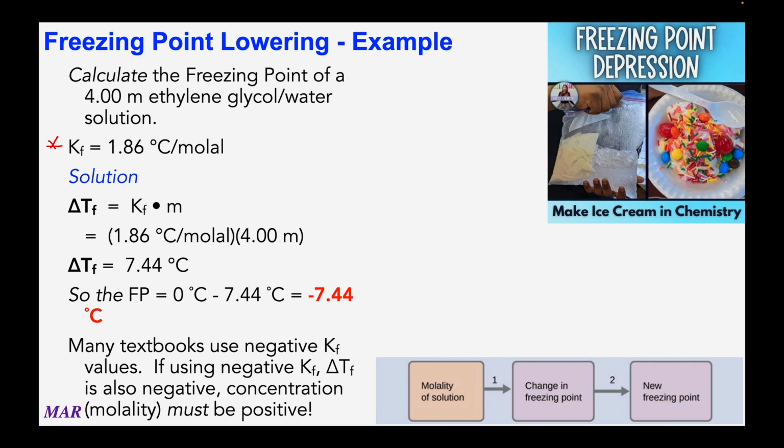Molality is based on mass, grams, moles, that kind of stuff. And in chemistry, mass can never be negative. So molality must be a positive number. So if you really want to do delta T is negative and K is negative, that's fine. Just make sure that your molality is a positive number. It can't be negative. But again, what I would do is just make delta T a positive number. You have to realize it's going to be lower than whatever the freezing point is.